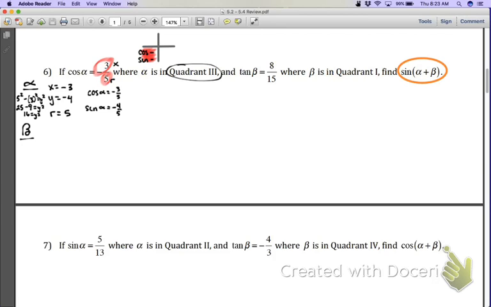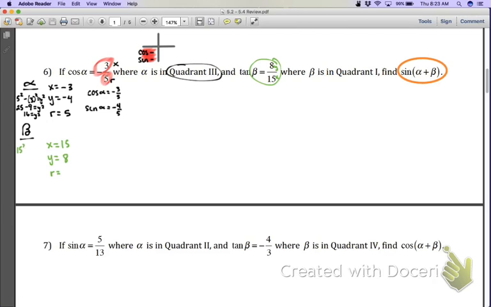And then I'm going to do the same thing again for the beta angle. So my beta angle is here. Now I have tangent. If I have tangent, that means I have x and y already. I need to find r. So tangent is y over x. So y is 8. X is 15. Then it's in quadrant 1, so that means everything's positive.